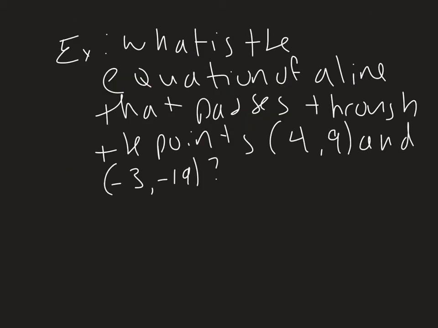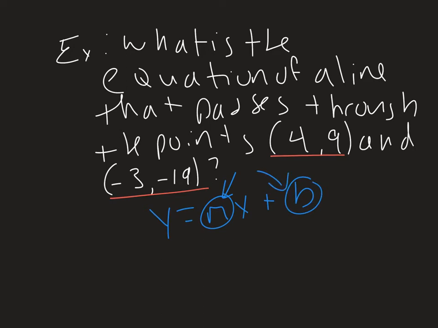So let's dive right into an example. We have a line that passes through the points (4, 9) and (-3, -19). And we want to know what's the equation for that line. And the idea is, like I mentioned before, we just have to fill in these two blanks. That's it.